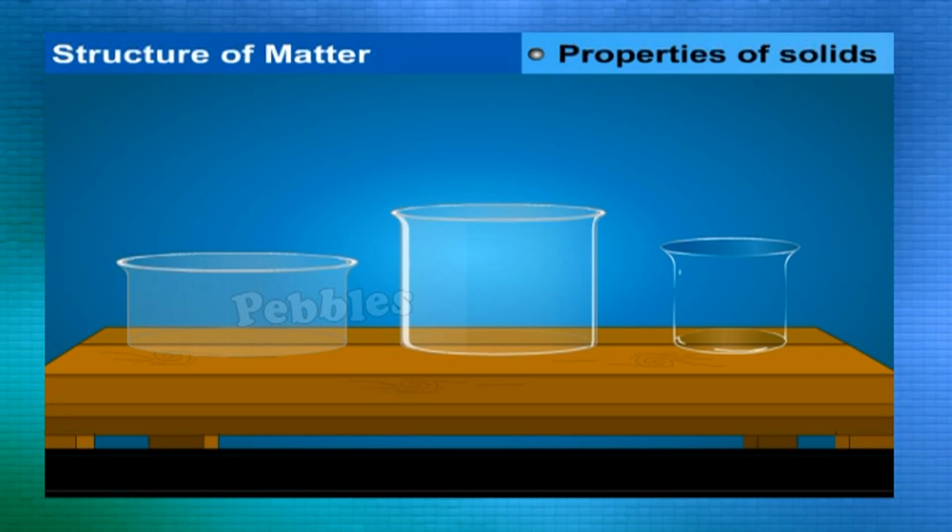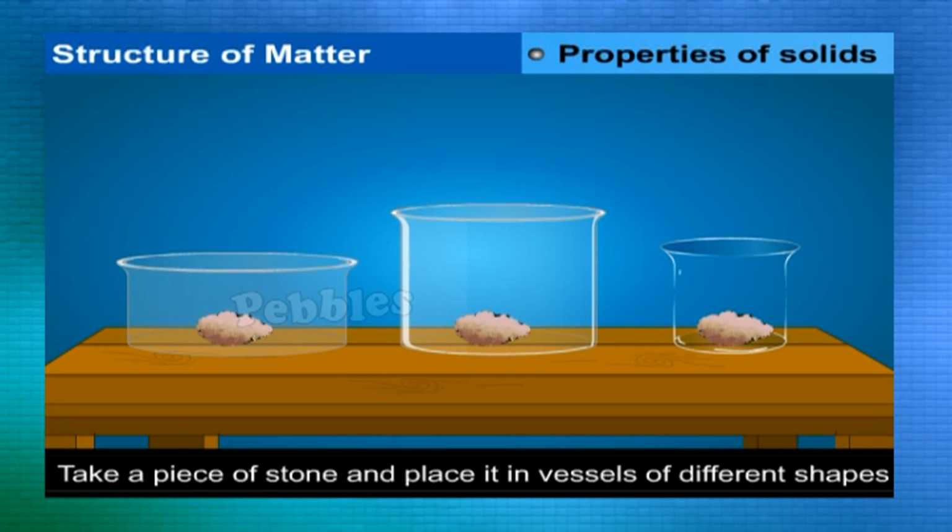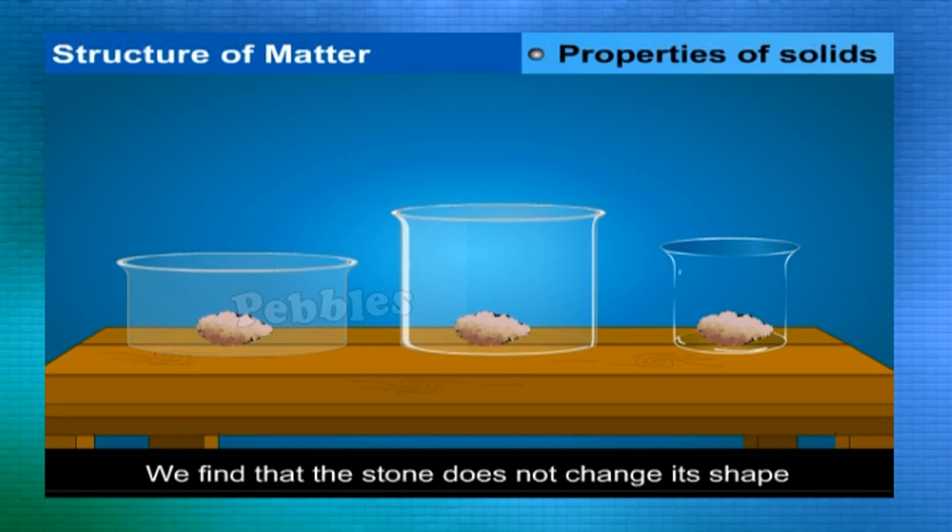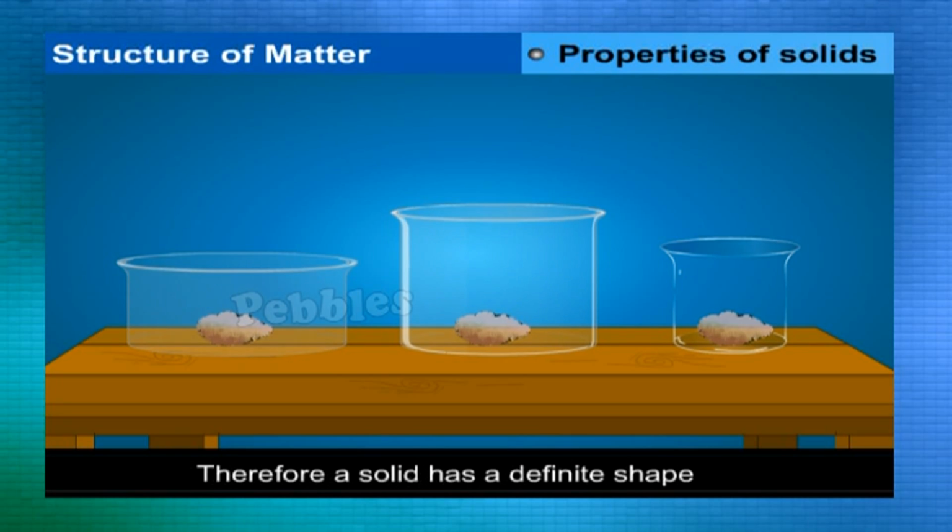Solids have definite shape and volume. Take a piece of stone and place it in vessels of different shapes as shown. We find that the stone does not change its shape. Its shape remains the same in all the three vessels. Therefore, a solid has a definite shape.